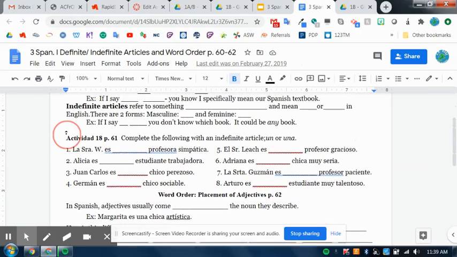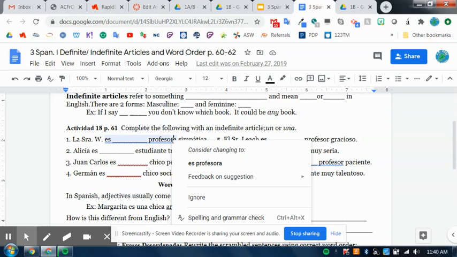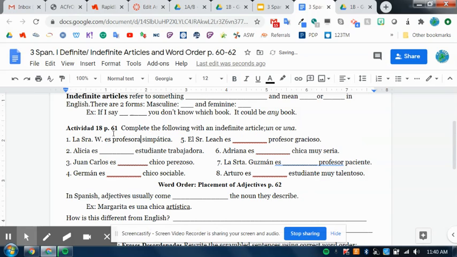Then we're going to move to our actividad. Fill in the following with un or una. So remember, un is for masculine nouns. Those usually end in O. Una is for feminine. Those usually end in A. La señora W es blank profesora simpática. It would be una because this is feminine. Un or una? Una.